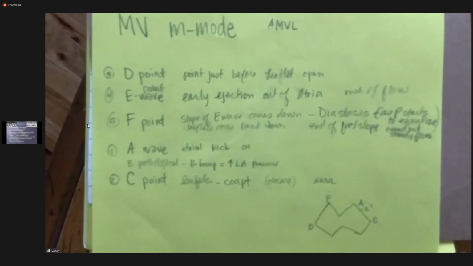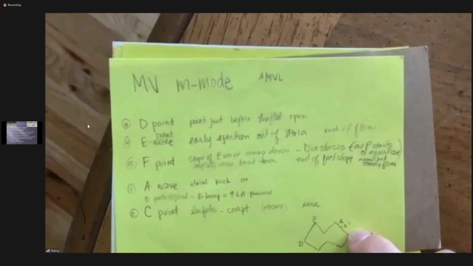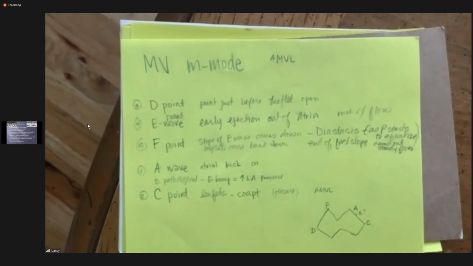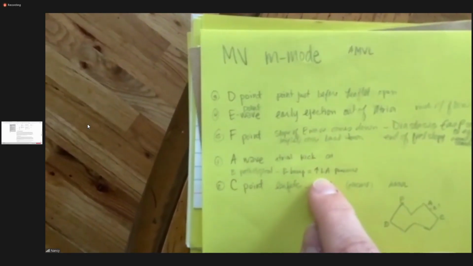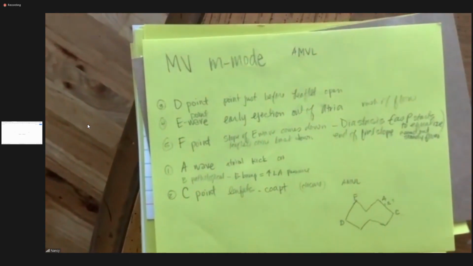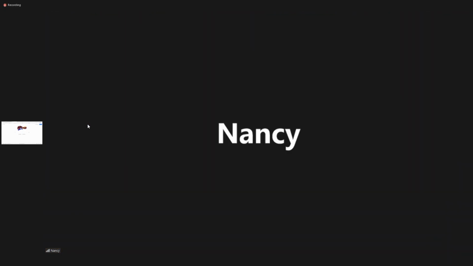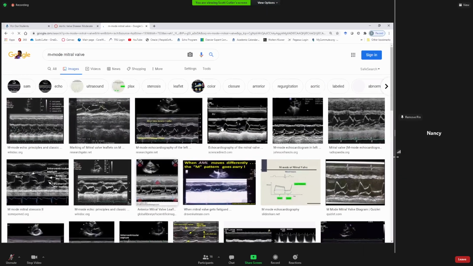So I don't have the B. When you said the B is only when? Yeah, B is when we have elevated left atrial pressure. Let me try to bring up an image. Good old Google Images. Let's see if there are any labeled ones. Here we go.